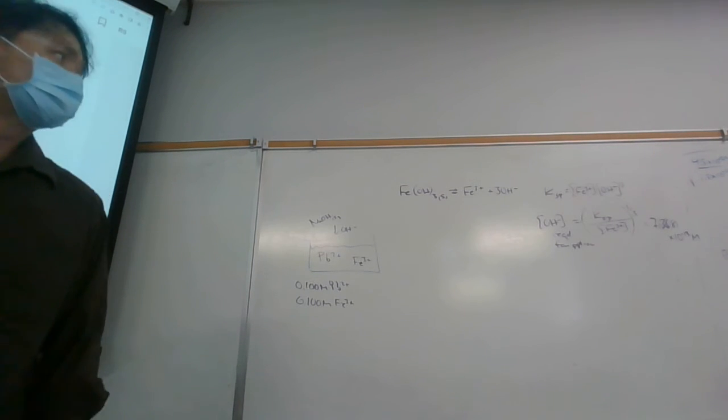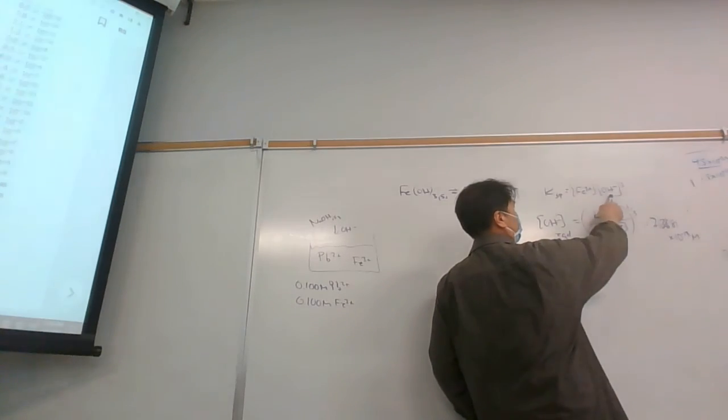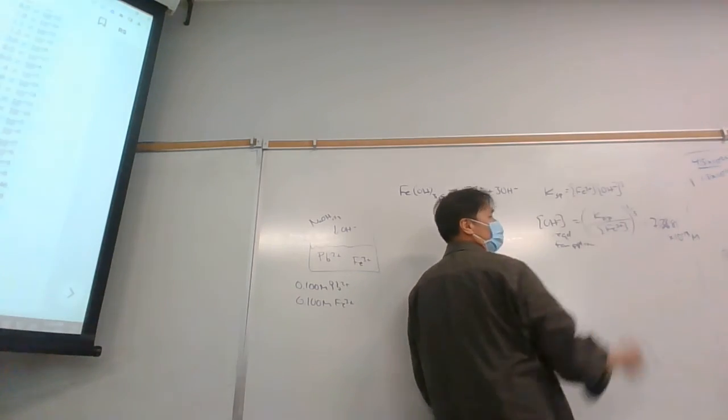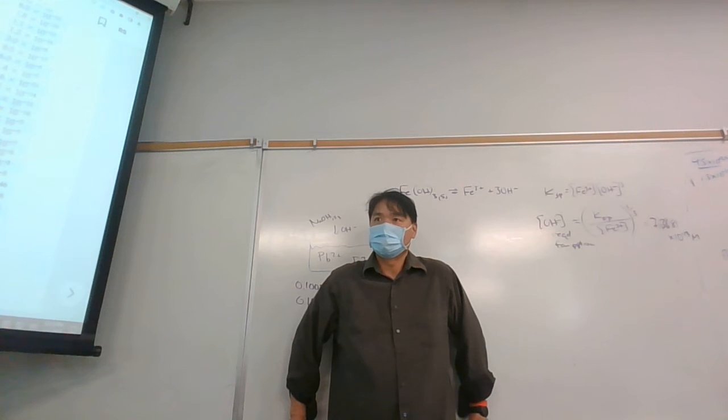Oh, the cube root. We're solving for hydroxide. It's equal to Ksp divided by that. But I'm not solving for hydroxide cubed, I'm just solving for hydroxide, so we have to take the cube root of both sides.